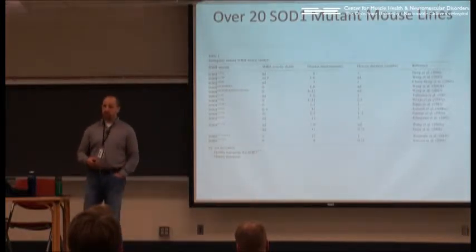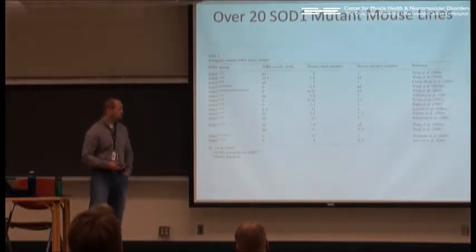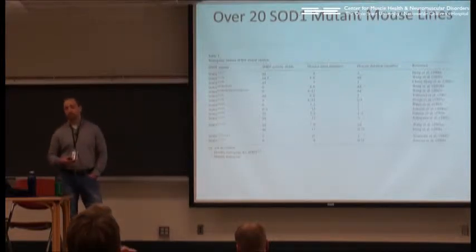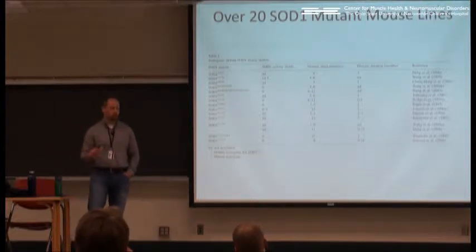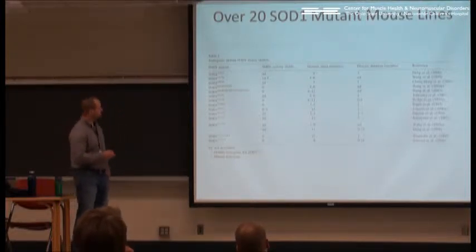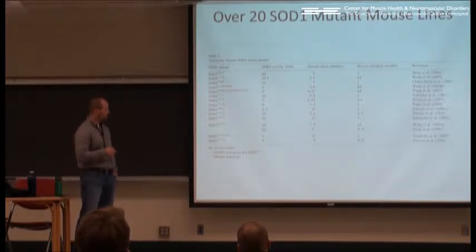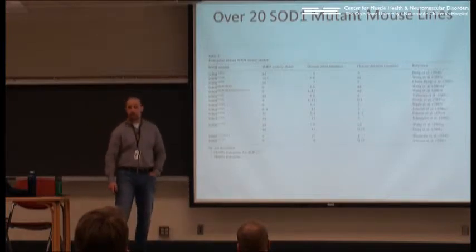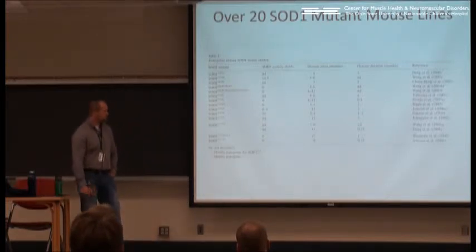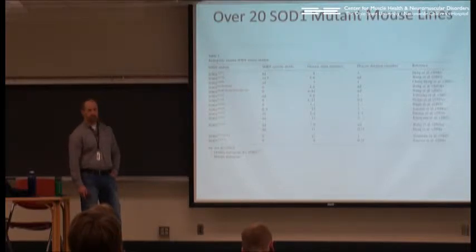Those are the G93A models. SOD has been modeled over 20 times between 94 and now. The lines that are commonly studied are G37, A4V, G85, G86. Those are the ones that are most commonly seen in the literature. But based on different copy number, based on different activity, you can get a nice spread of phenotypic severity and onset and then progression.